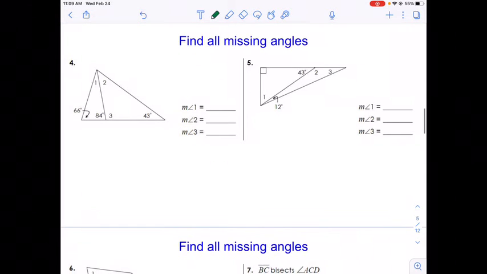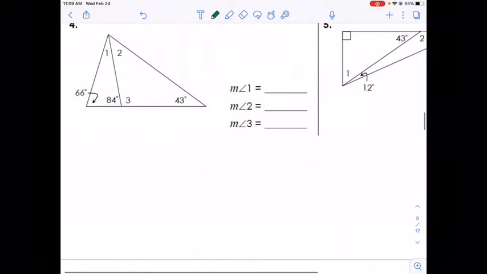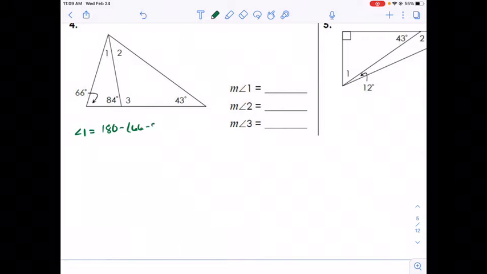So if we look at angle 1 here, whoops, zoomed in too much. All right, so we have angle 1, we have 66 and 84. We know two angles, we just need to find the third. So angle 1 is equal to 180 minus the sum of 66 plus 84, which is going to give us 30 degrees. Okay, so we know angle 1 is 30. We'll plug that in here and answer this over here.